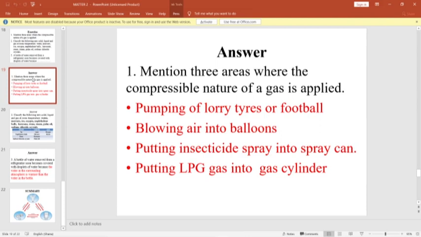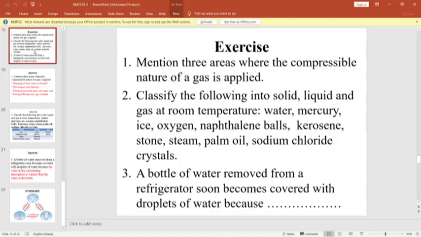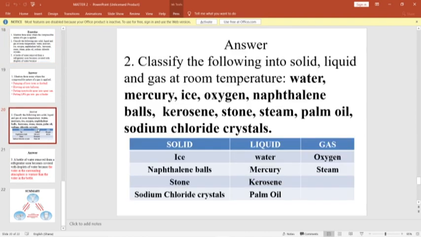Good. Now let's go to our next question, where we are to classify the following into solid, liquid, and gas at room temperature. So we have water, mercury, ice, oxygen, naphthalene balls, kerosene, stone, steam, palm oil, and then sodium chloride crystals. So this is how best you can classify the substances.